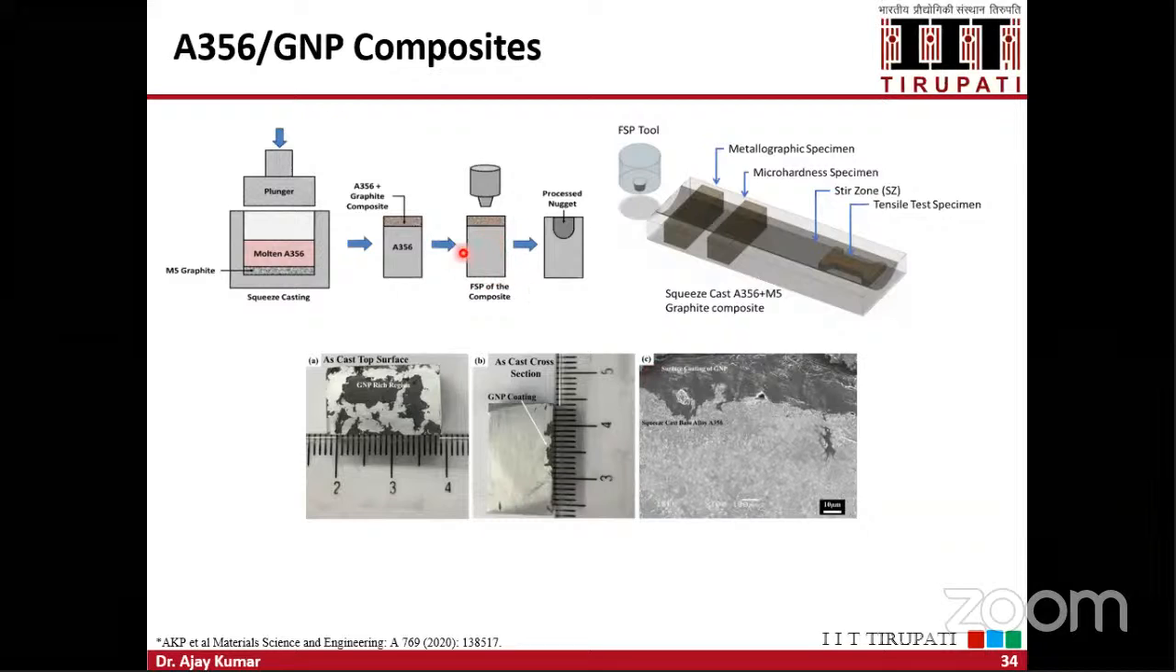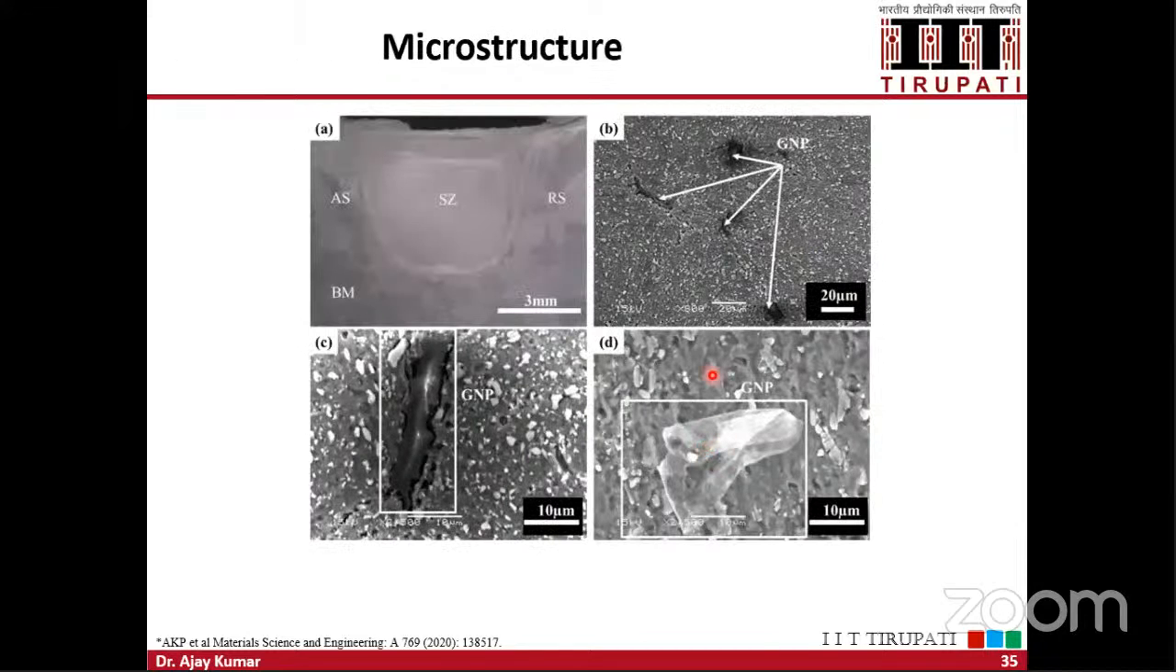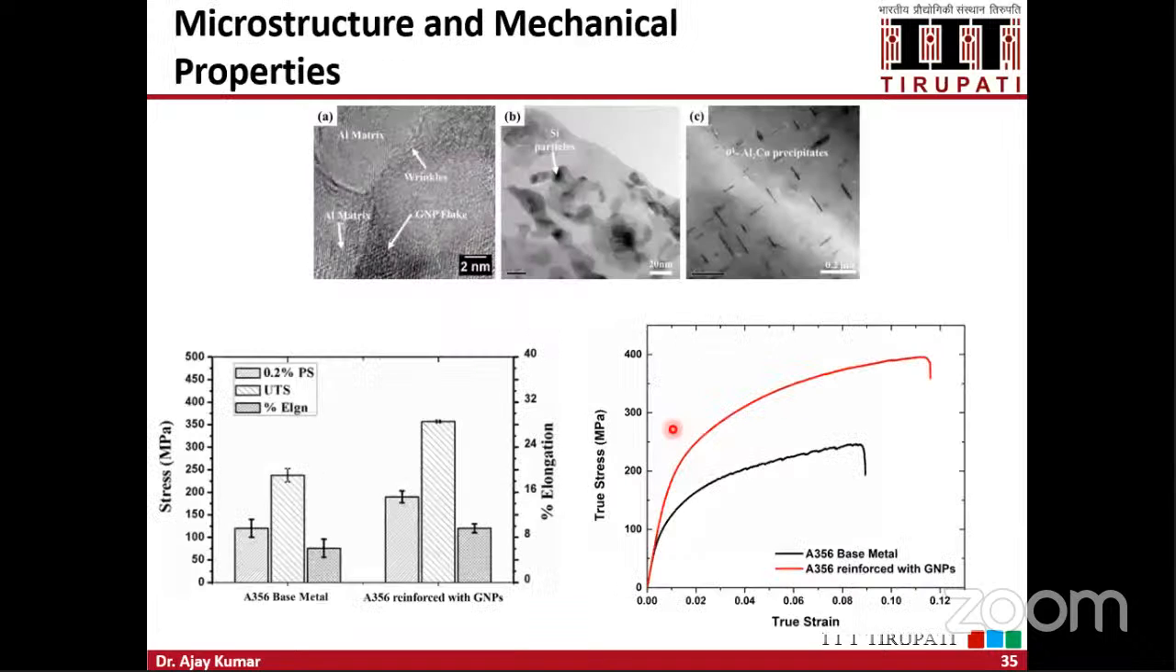Okay, so what the FSP process will do here is embed this GNP material inside the metal alloy. So this is the microstructure. You can see this is the processed zone, the FSP process, and this is the stir zone here. So here you can see the microstructure. You can see these GNP particles are embedded in the aluminum matrix material. So this is the graphene nanoplatelets. You can see here, this is embedded in the material, and this is the interesting result which we got here.